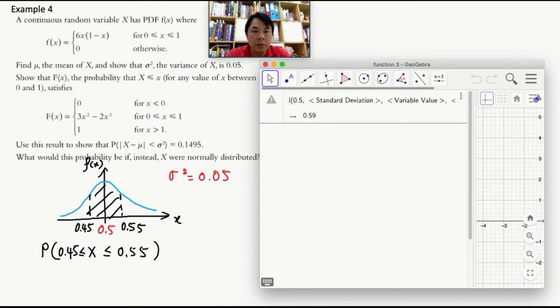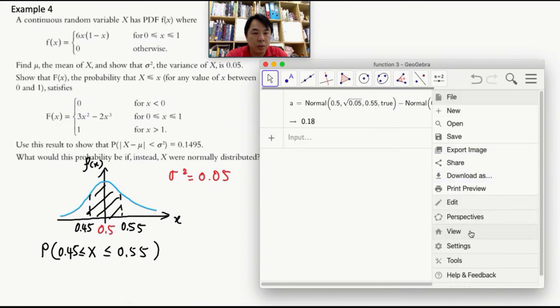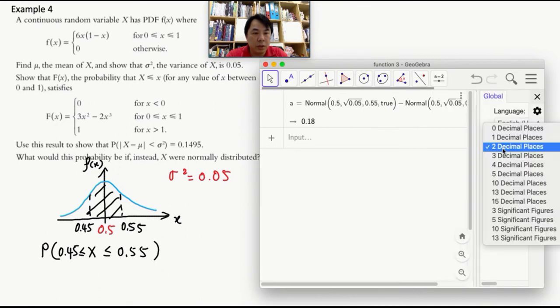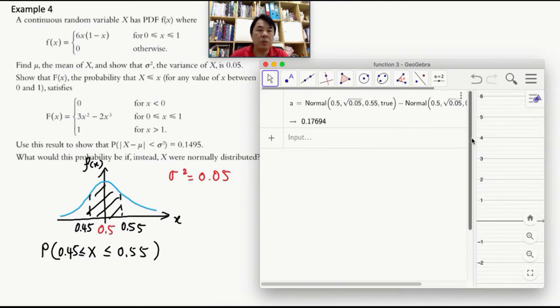So the mean is 0.5. Standard deviation is 0.05, and then the x value is 0.45. I need to turn that on as true. Okay, and then of course the result will not be that accurate if I don't change my configurations here.